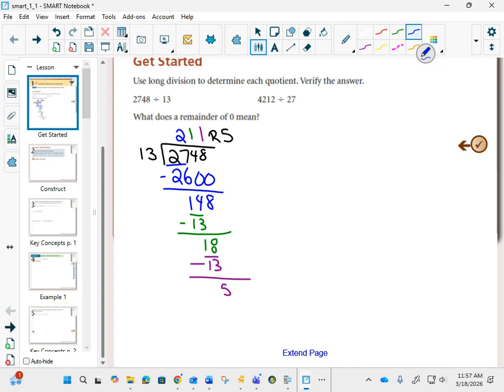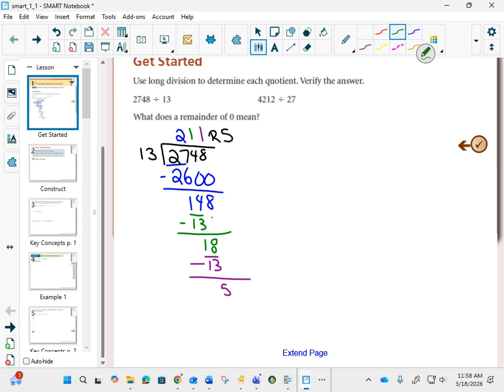Okay. That 2, the reason they told you to write it above the 7 is because it's actually in your hundreds. And 2 times 1,300 makes 2,600. That got you close to 2,748, but has still 148 left. Now how many 13s are 148? Well, we just look at the 10s.